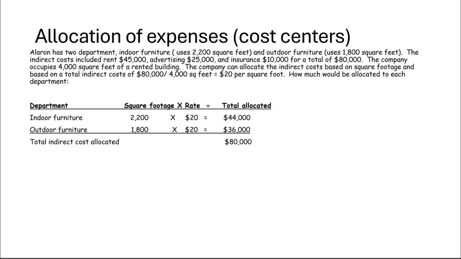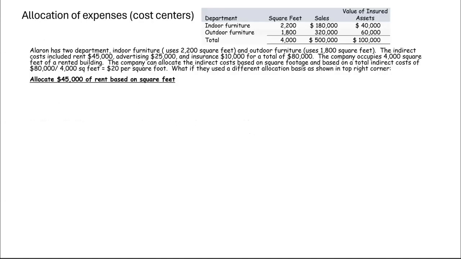Now, what happens if instead we decided to use three methods? We go ahead and allocate the rent based on square footage, the advertising based on sales dollars, and insurance based on the value of the insured assets. How would this amount be allocated differently?